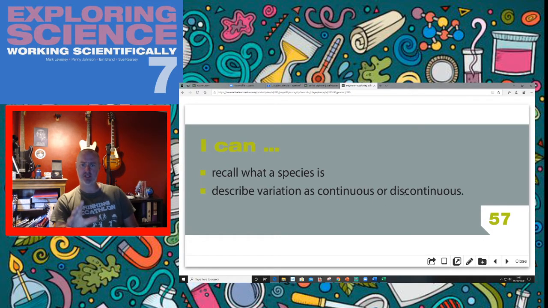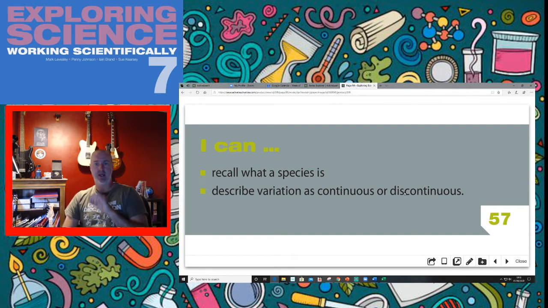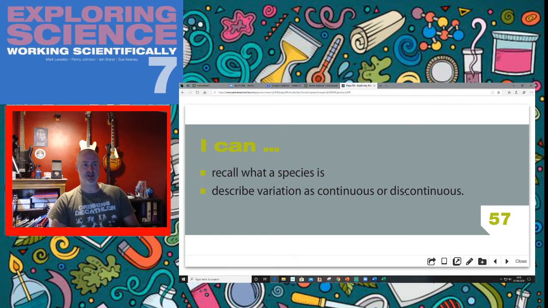One last thing on continuous and discontinuous variation. When we are given data to plot in a graph, continuous variation, so if I was plotting heights or so, would always be put on a line graph or a scatter graph with a line of best fit. Discontinuous or categoric variation is almost always represented as a bar chart.